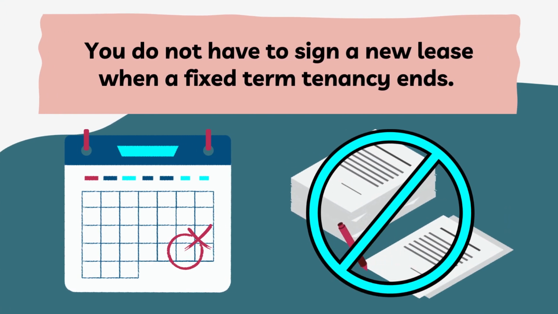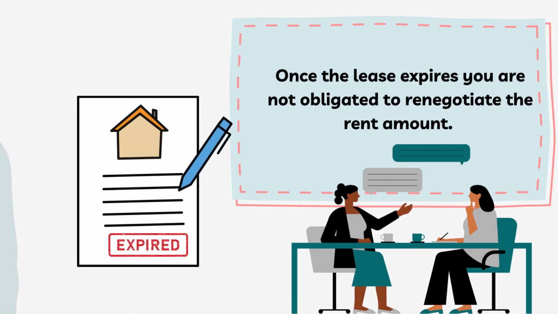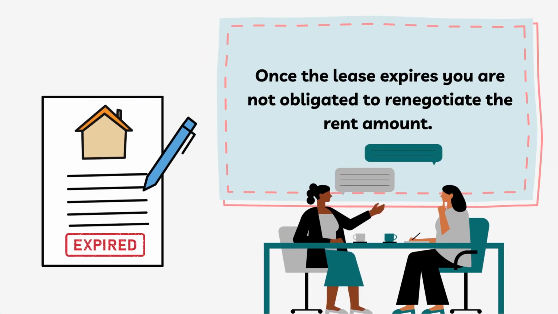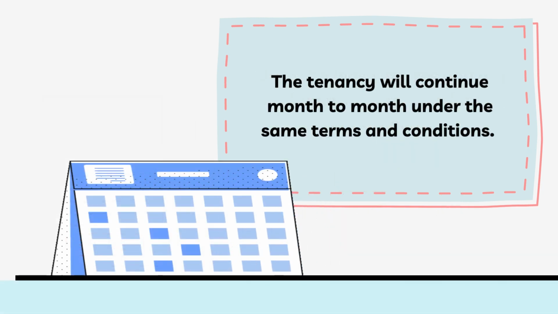You do not have to sign a new lease when a fixed term tenancy ends. Once the lease expires, you are not obligated to renegotiate the rent amount. The tenancy will continue month to month under the same terms and conditions.